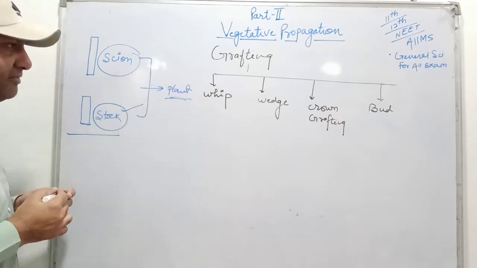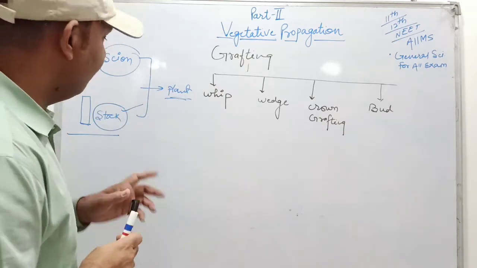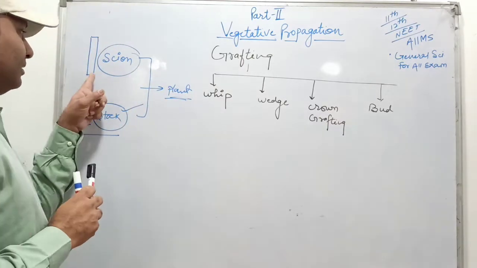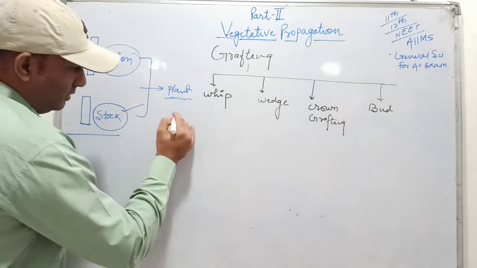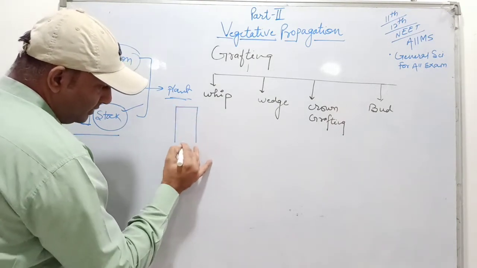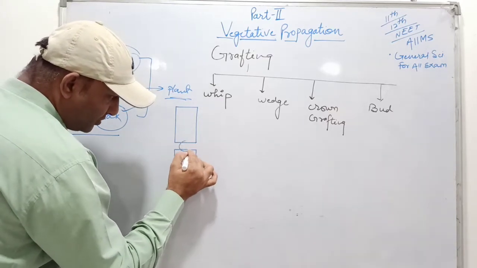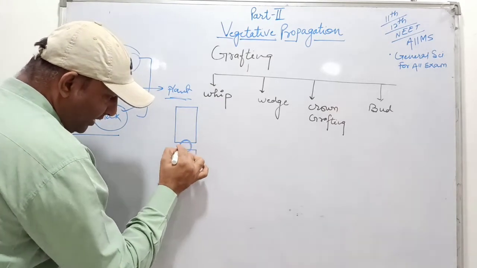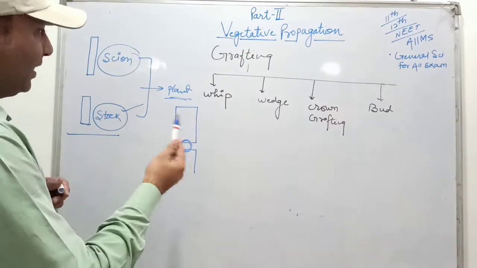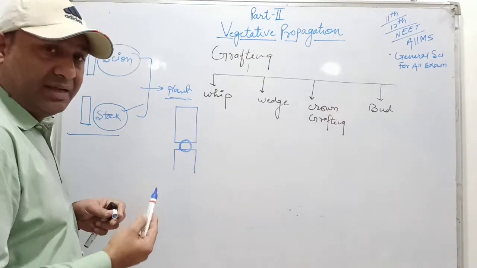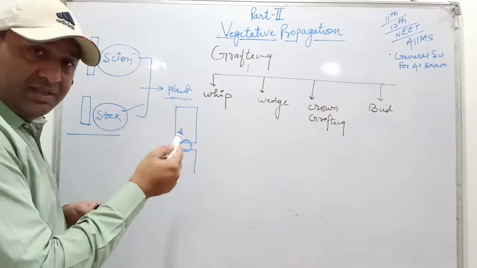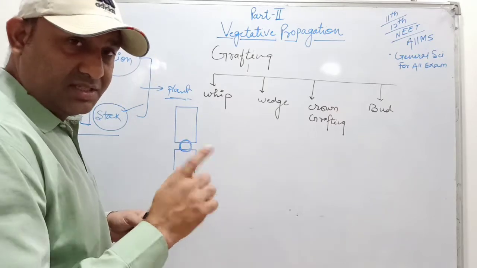Some essential requirements of grafting. The first requirement is that the cambium of both parts should be matched. Clear? So we cut both parts, the scion and the stalk, at the area where the cambium should be matched. It is the first requirement.